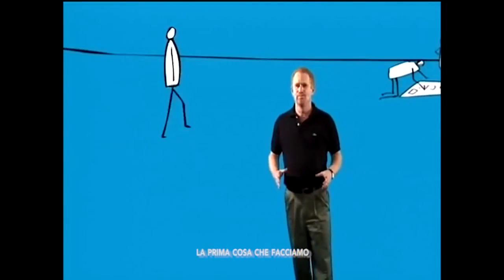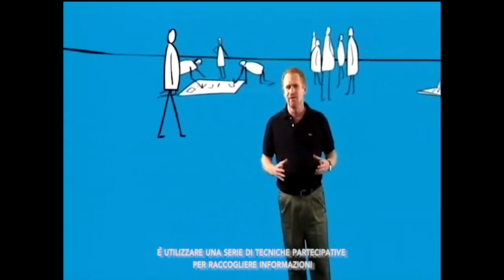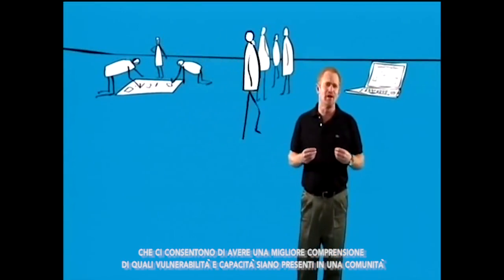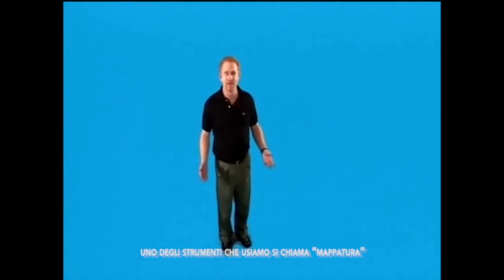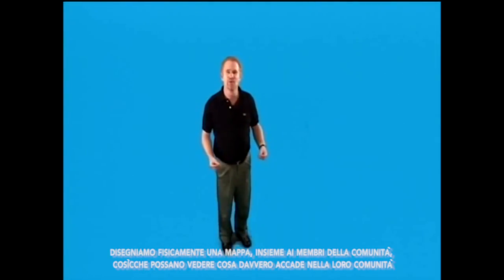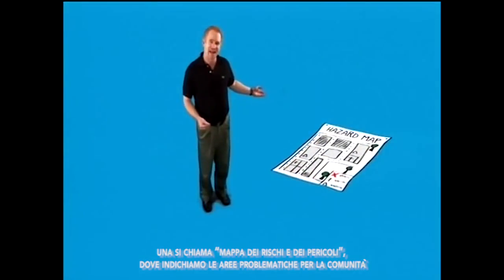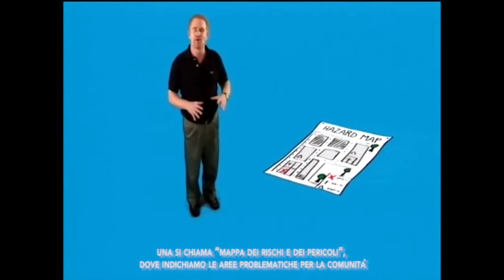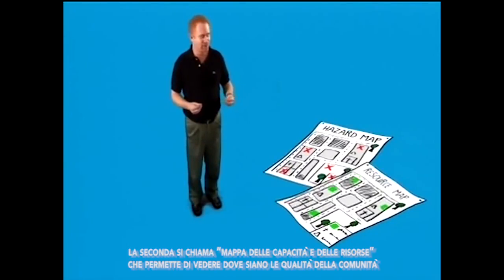The first thing that we do is we apply a series of participatory information gathering techniques that allow us to get a better understanding of what the vulnerabilities and capacities are in a community. One of the tools that we use is called mapping. It's where we physically draw a map with community members so they can see what's really going on in their community. Now, there are two types of maps that we use. One of the maps is called risk and hazard mapping, where we show on the map where there are problem areas in the community. The second map is called capacity and resource map. And what this map does is it allows us to see where there are assets in the community.